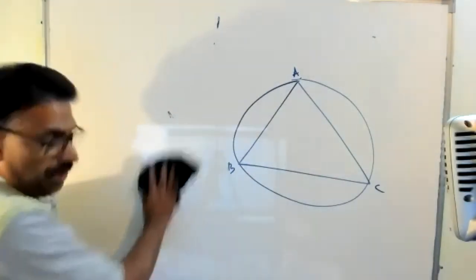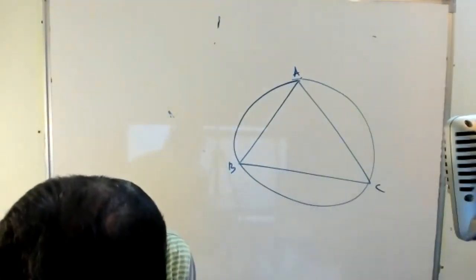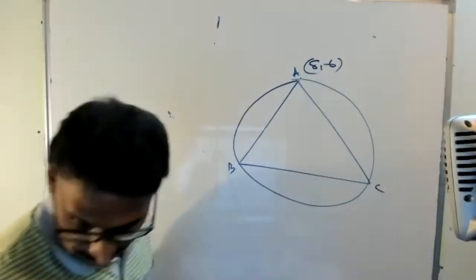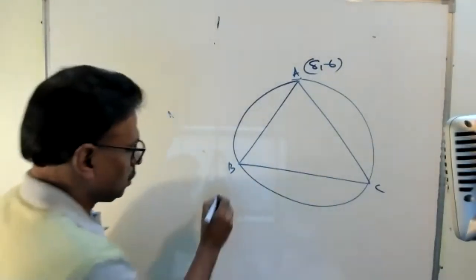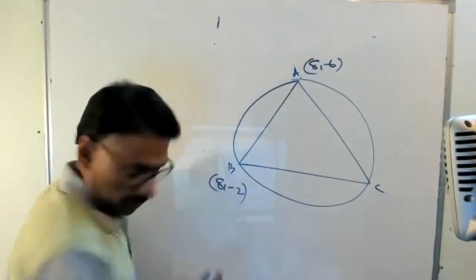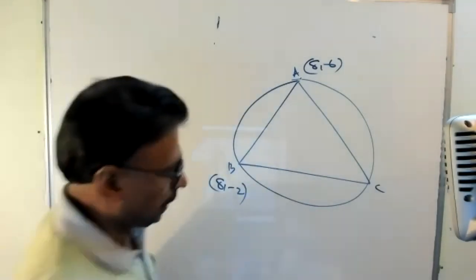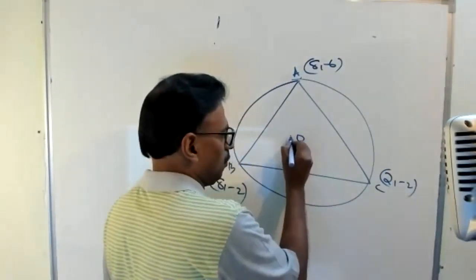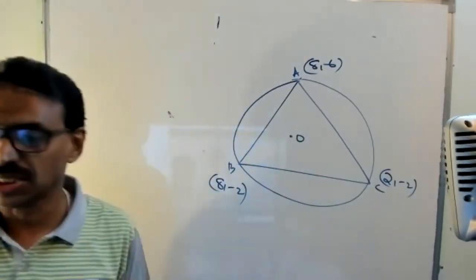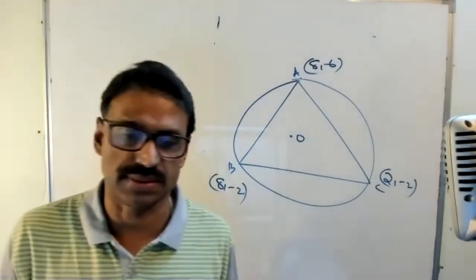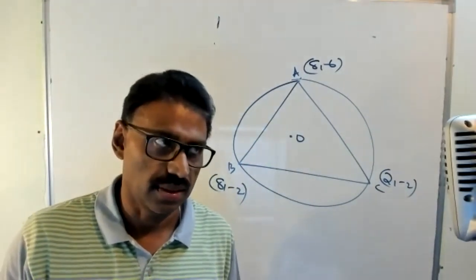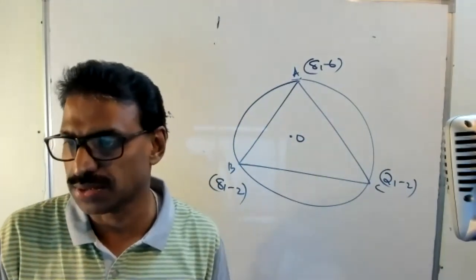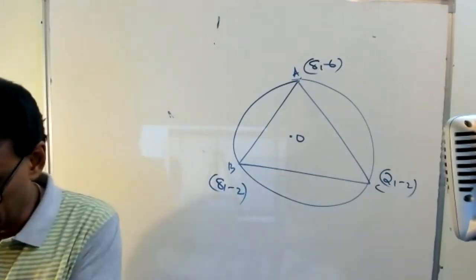Okay. Now here, this is 8, 6. 8 minus 2. This one, 2 minus 2. Okay, center here. Can you suggest how to find the center? Anyone? Come on, fast. Anyone can suggest?